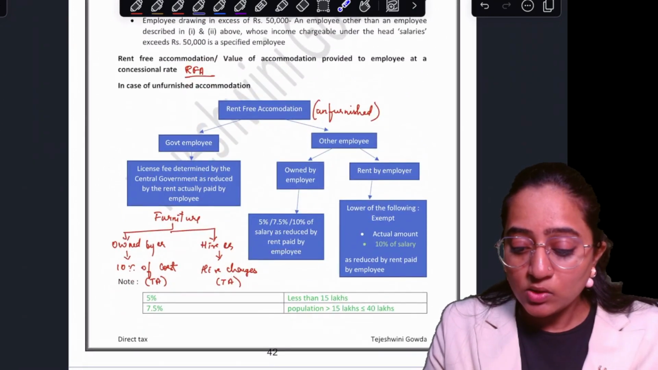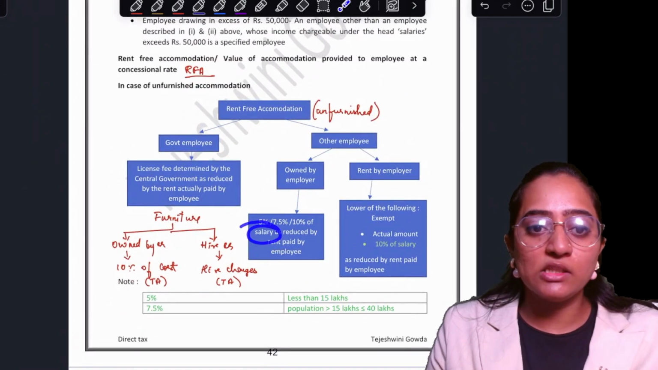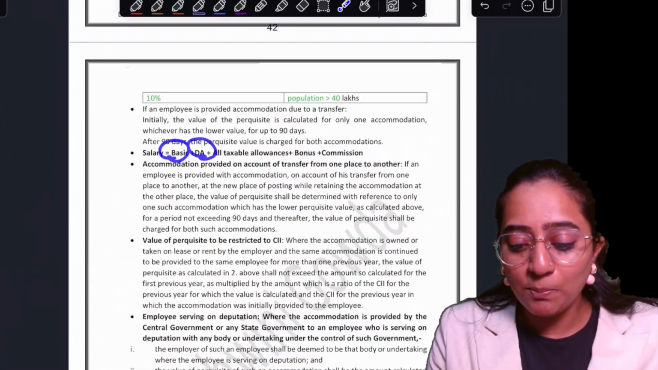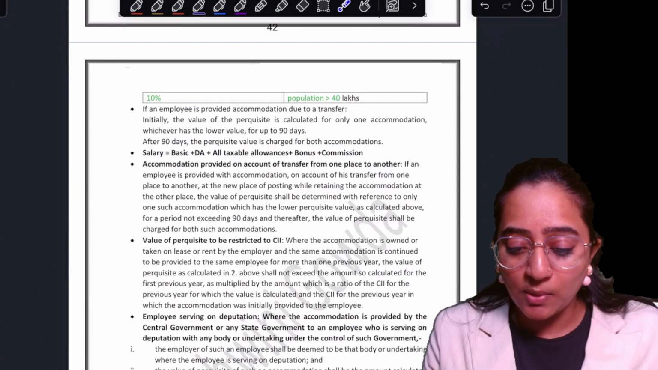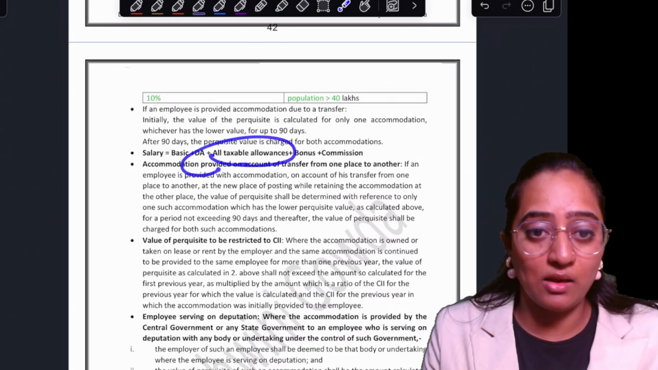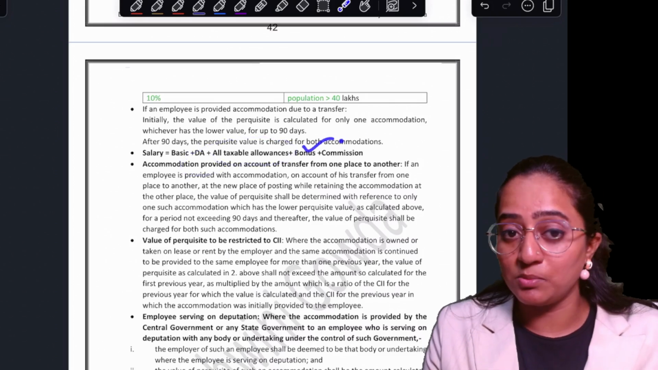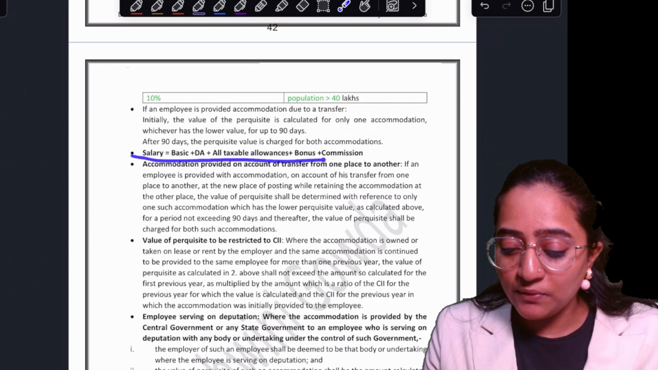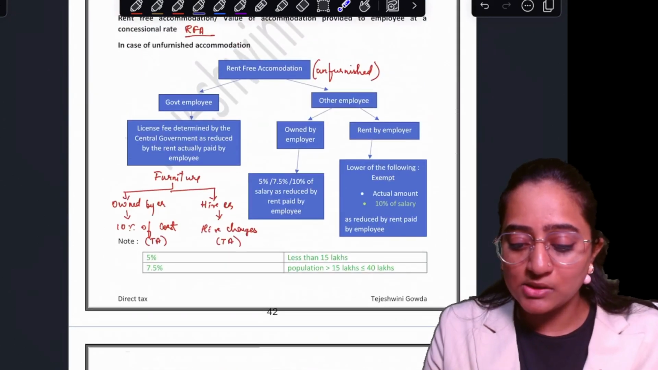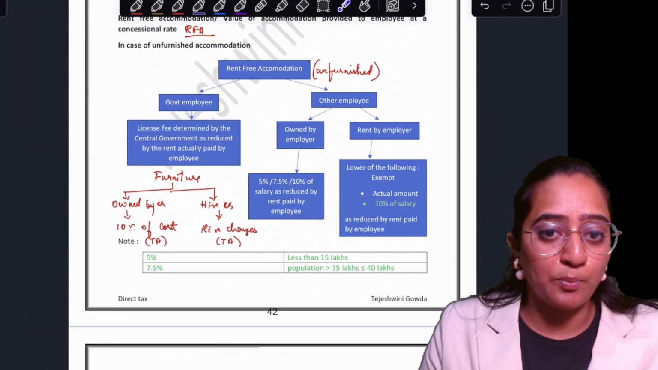So now, 10% of the salary is what I call. Salary for the purpose of RFA shall be basic plus DA plus all taxable allowances. Remember, I did not write all allowances. It is all taxable allowances plus bonus plus commission. You add everything for the purpose of the salary definition, and then you consider 5%, 7.5% or 10% of the salary as it is owned by the employer.